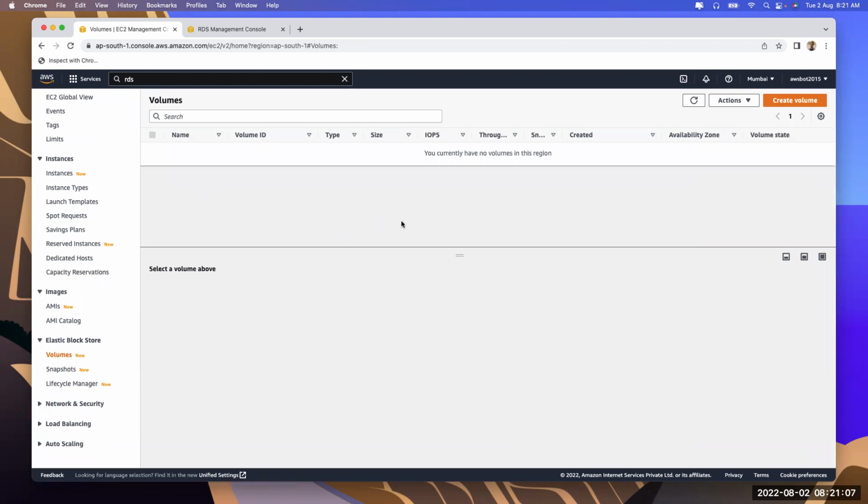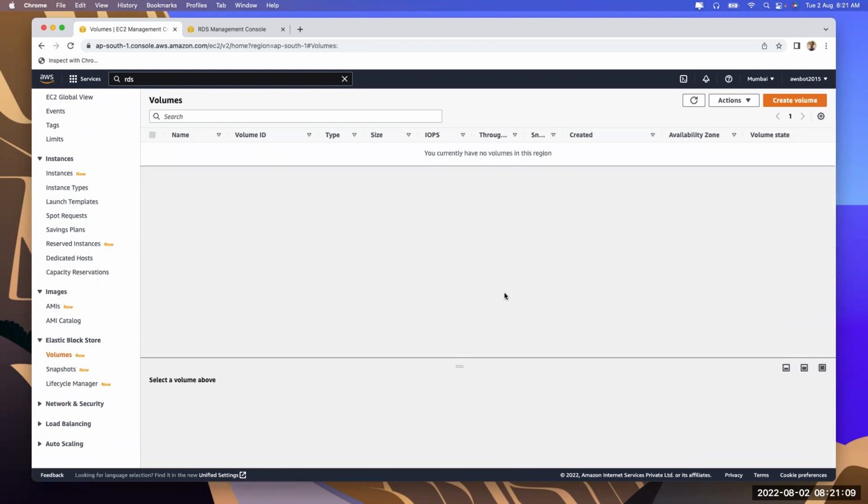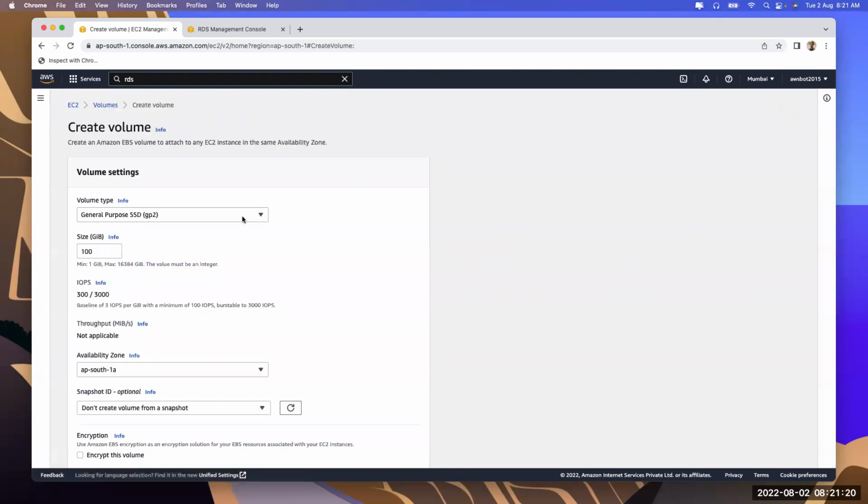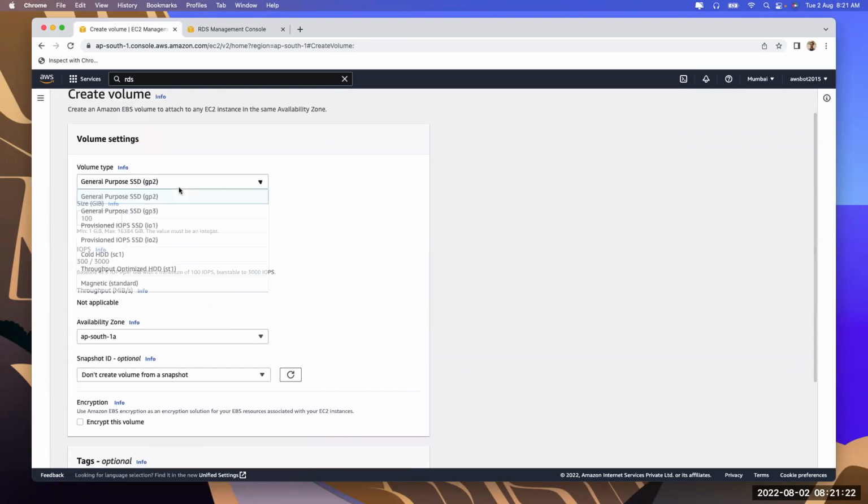Volume basically is the hard disk or the storage that is present inside your laptop at this moment. So to create a storage inside AWS, you just have to go and click on create volume and you have all these options present over here. What do these options mean?